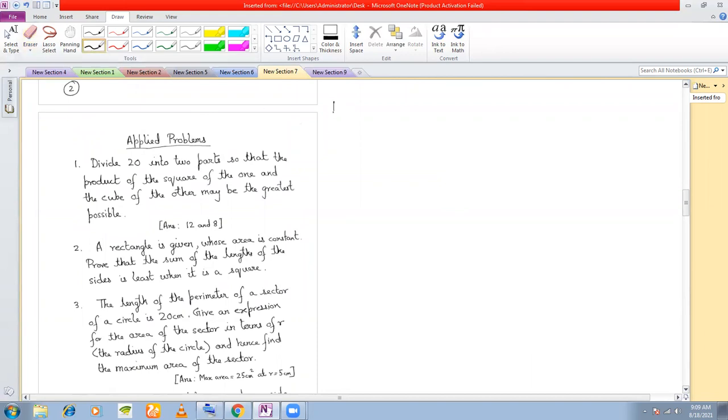Look at the first problem. The question here is divide 20 into 2 parts so that the product of the square of one and the cube of the other may be the greatest possible. So how should you divide 20 such that if you take the square of one and the cube of the other and take the product, that product will be the maximum possible or the greatest possible.